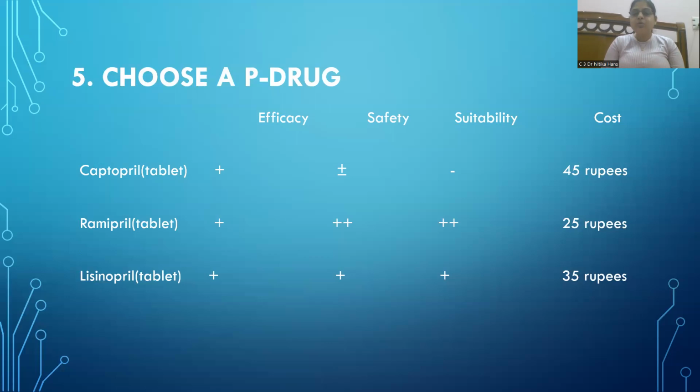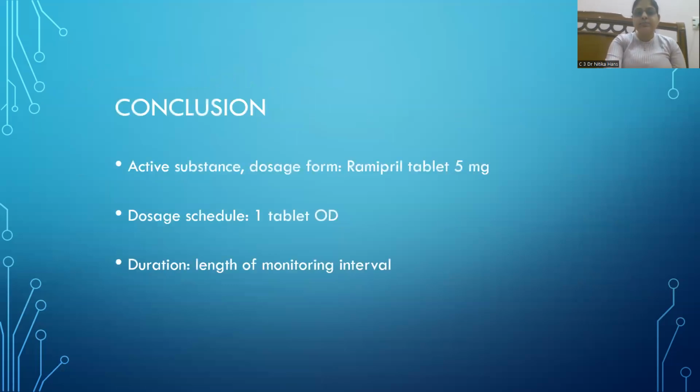Ramipril has a long duration of action, it can be given as once daily dosing, and it is more suitable. It has more tissue binding also, which is safer and more suitable, and the cost is also less, 25 rupees. So we can say that ramipril is the P drug of choice. Ramipril 5 milligram tablet dosage form is given. The active substance is ramipril, the dosage form is 1 tablet OD, and the duration is the length of the monitoring interval.